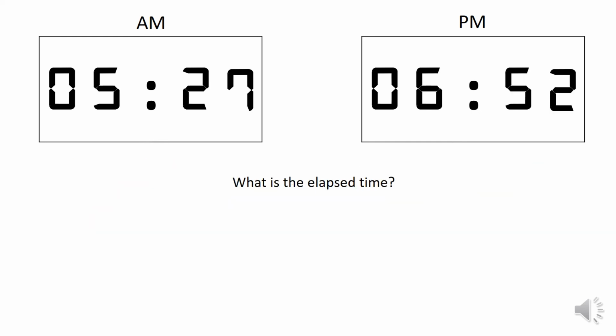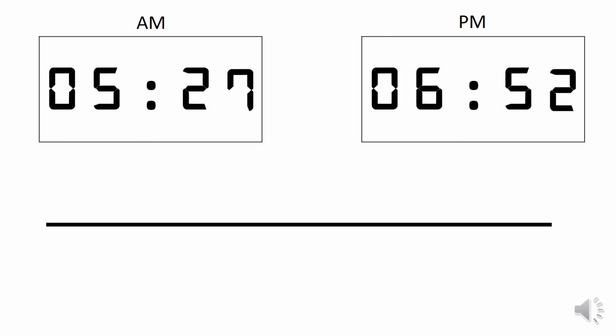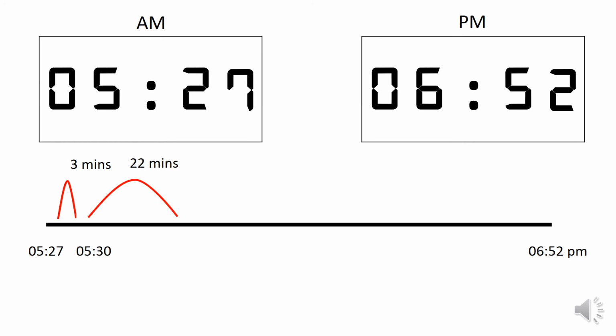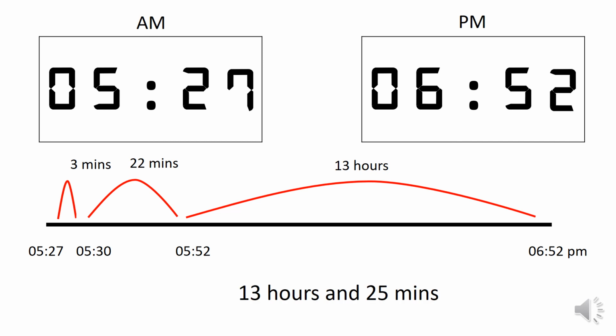Another to the nearest minute one now. 5:27 a.m. to 6:52 p.m. What is the elapsed time? Take a pause in the video and have a go. There's my number line, my two numbers on, and again, I've added on 3 minutes first of all to get me to 5:30. I then added on 22 minutes as this gets me to 5:52. I can then add on 13 hours, this gets me to 6:52. Adding those all up together, I get 13 hours and 25 minutes.